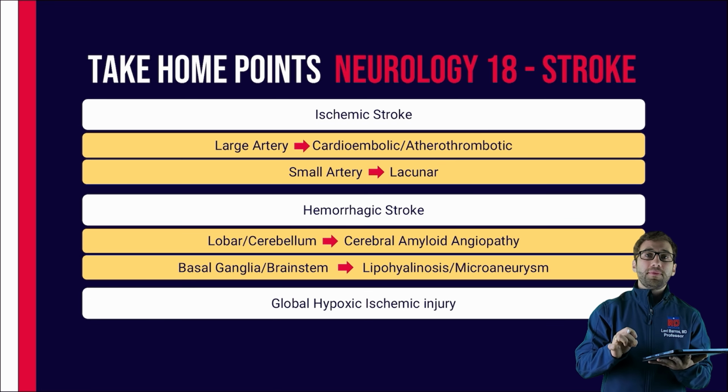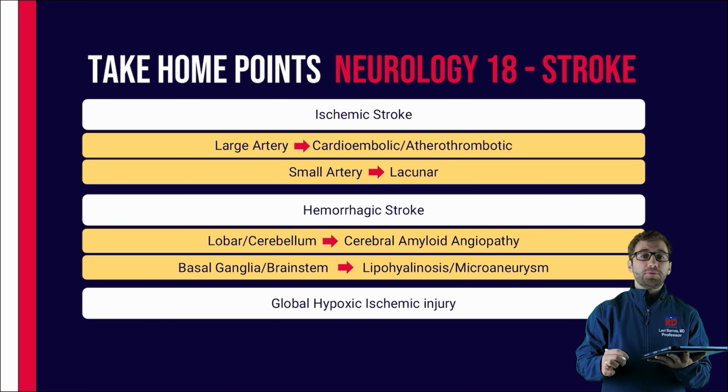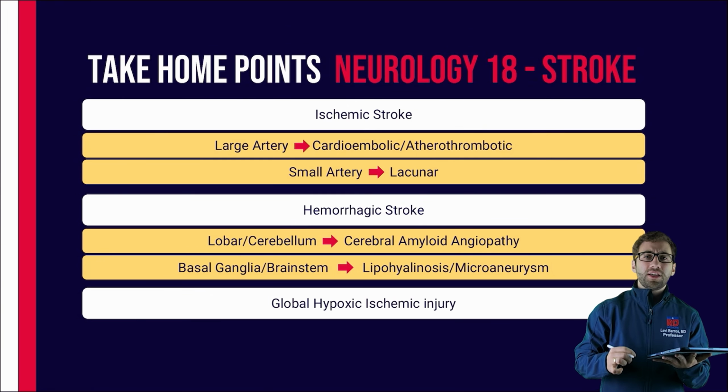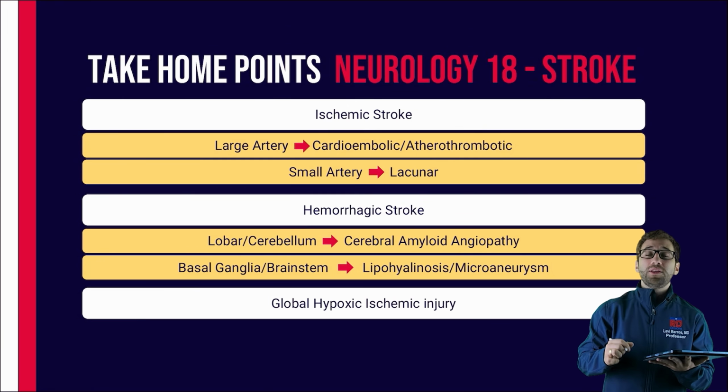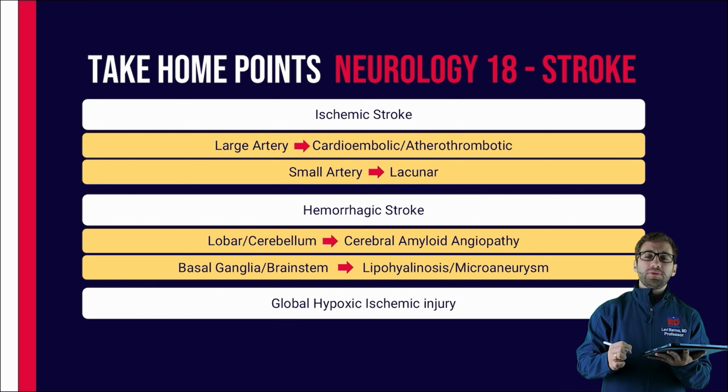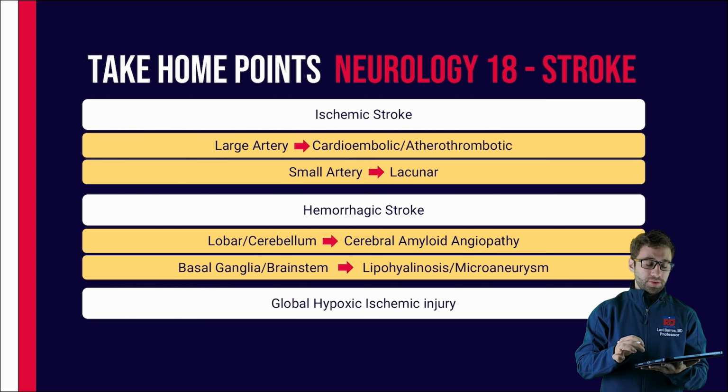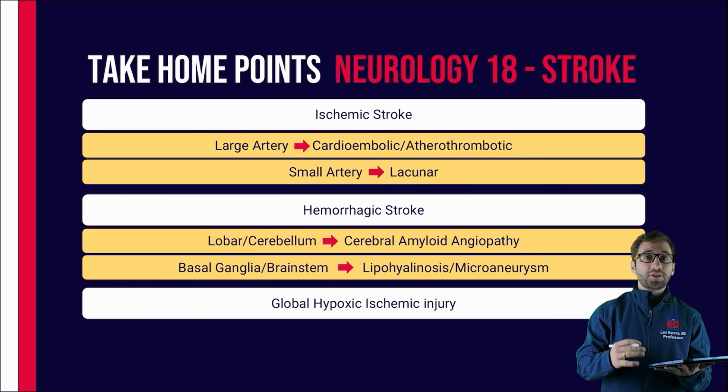Global hypoxic ischemic injury affects the most vulnerable areas of the brain, such as the hippocampus, the cerebellum, and the watershed areas, typically resulting from systemic hypoperfusion due to, for example, a cardiac arrest.